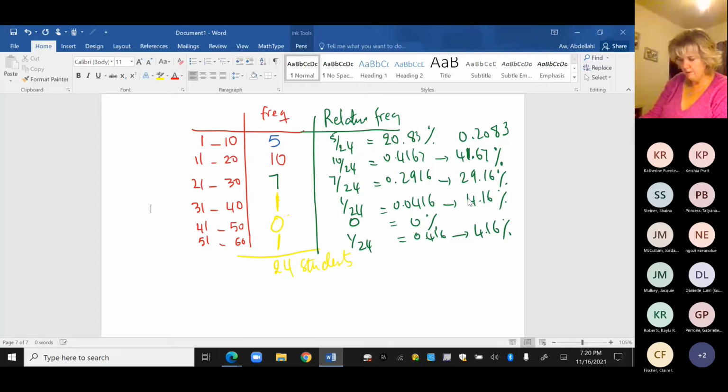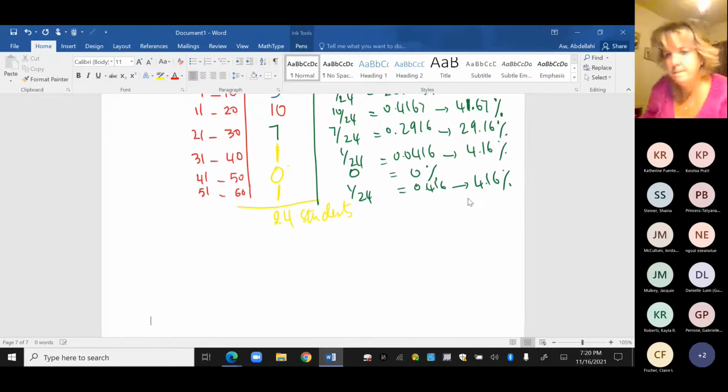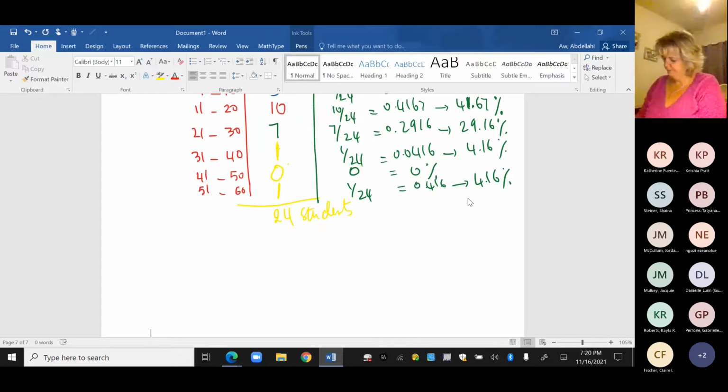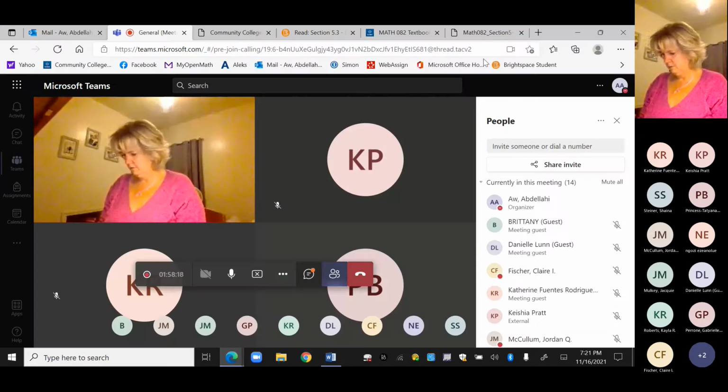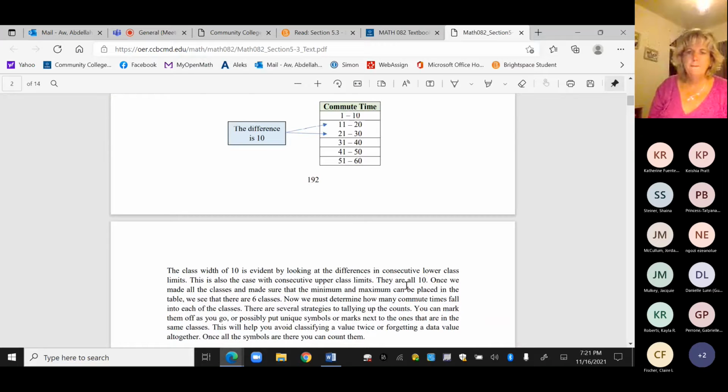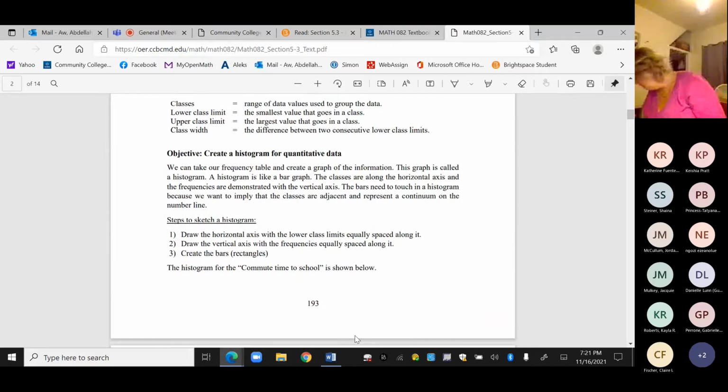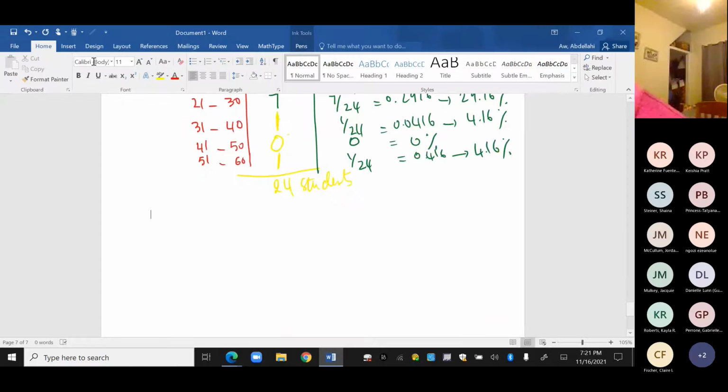All right. So now, what you're going to do for this one is what you call a histogram. A histogram is basically a bar graph, but the histogram is only for quantitative data. It's a bar graph only for quantitative data. So what is needed for histogram?